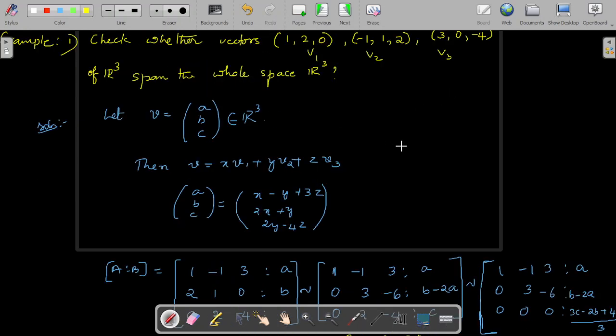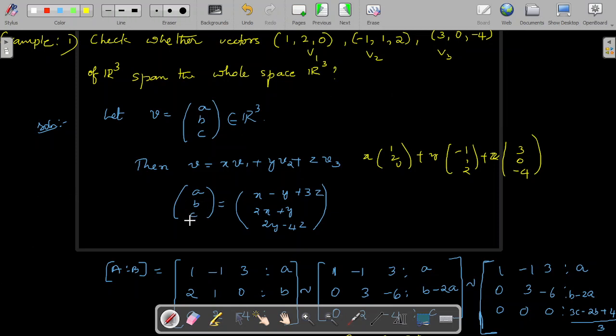So now after substituting all the values here, (a, b, c) equals x(1, 2, 0) plus y(-1, 1, 2) plus z(3, 0, -4). When you add all these, we'll get x - y + 3z, then 2x + y, and then 0 + 2y - 4z. So now this is a non-homogeneous system of equations.